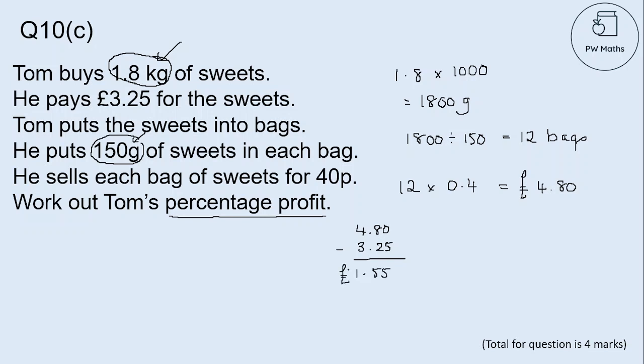That's the profit that he made, but it's not the percentage profit. We still need to use our formula, our change over our original times by 100. Pop that into your calculator. 47.69230769, and then it doesn't actually tell us what to write this to. I'm still going to go with three significant figures though. 47.7%.